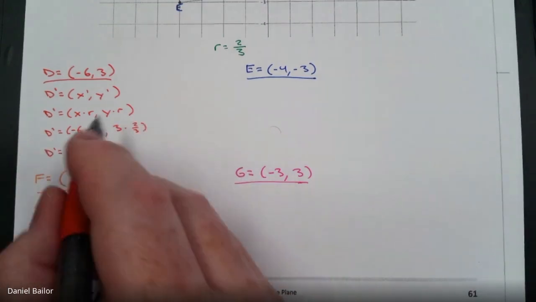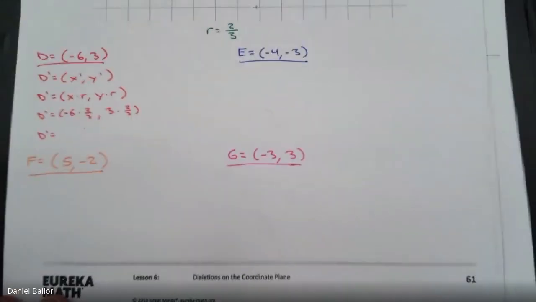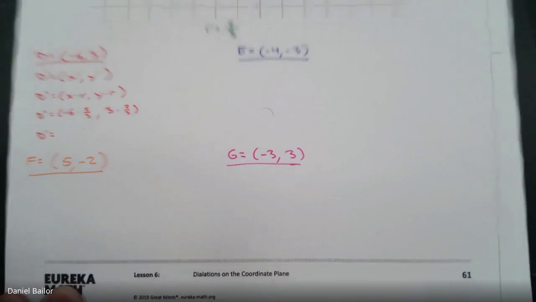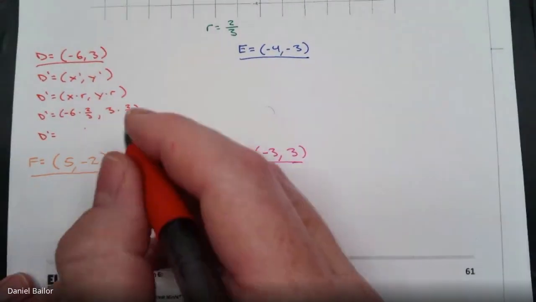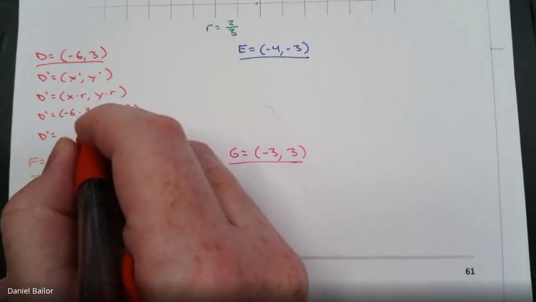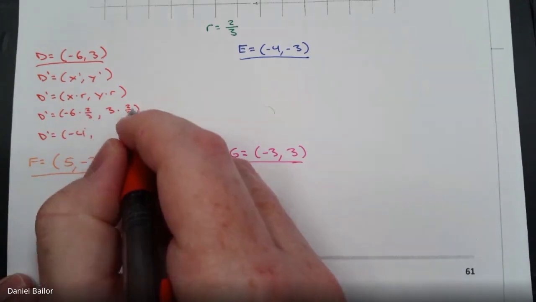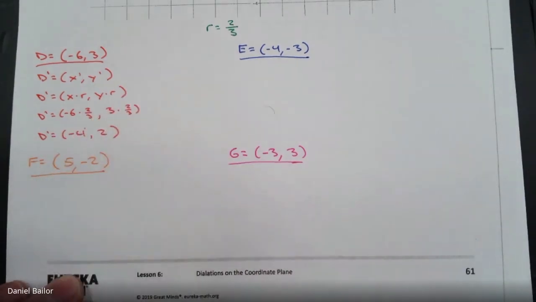So -6 times 2/3 is going to be, okay, that something moved on my table. Sorry about that. Something just popped down. I'm going to check that out later. But we can still see on the screen. We're good. -6 times 2/3 is going to be -4. And 3 times 2/3 is going to be 2. So that is where D prime goes.